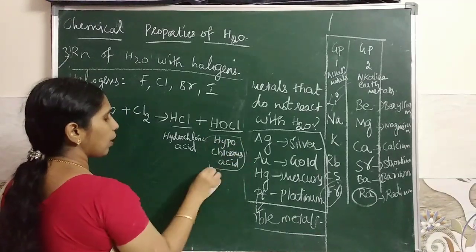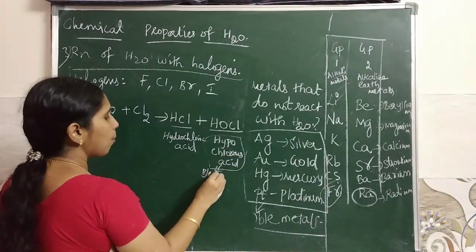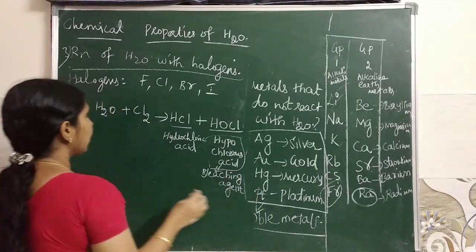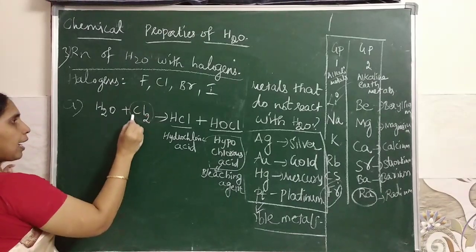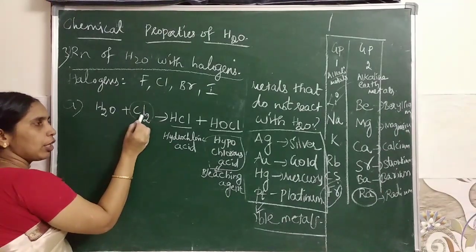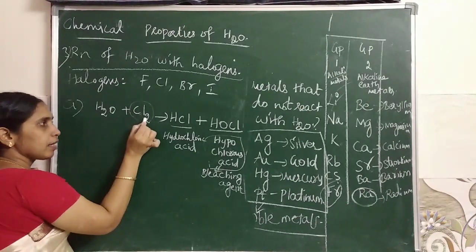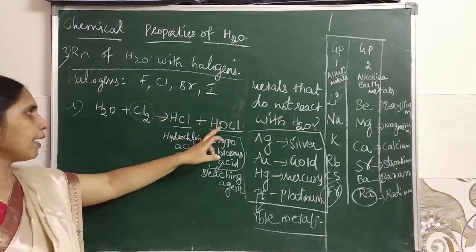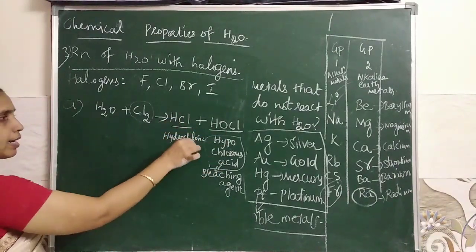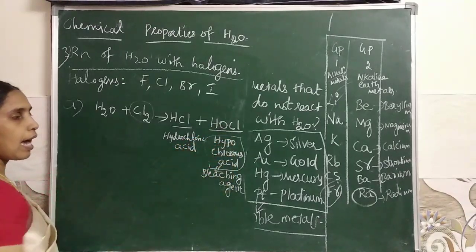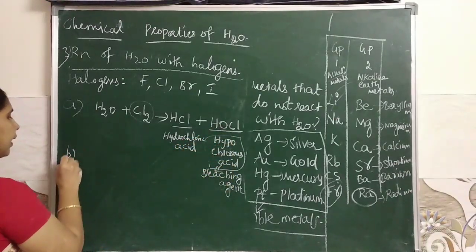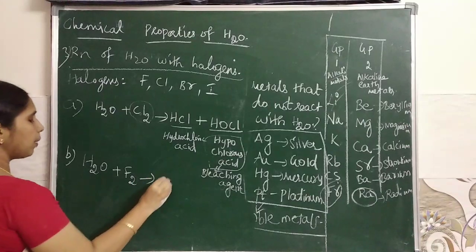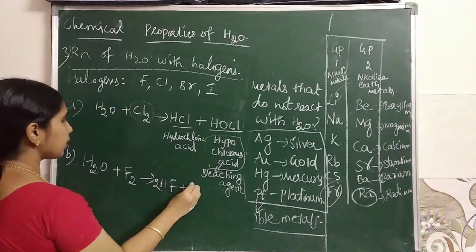Okay. This hypochlorous acid is used as a bleaching agent. So halogen, one of the halogens. A halogen is also written in molecular form. You cannot write Cl. Cl2 reacts with water forming HCl and HOCl. HCl is hydrochloric acid, HOCl is hypochlorous acid. If water reacts with fluorine, it forms HF plus O2.